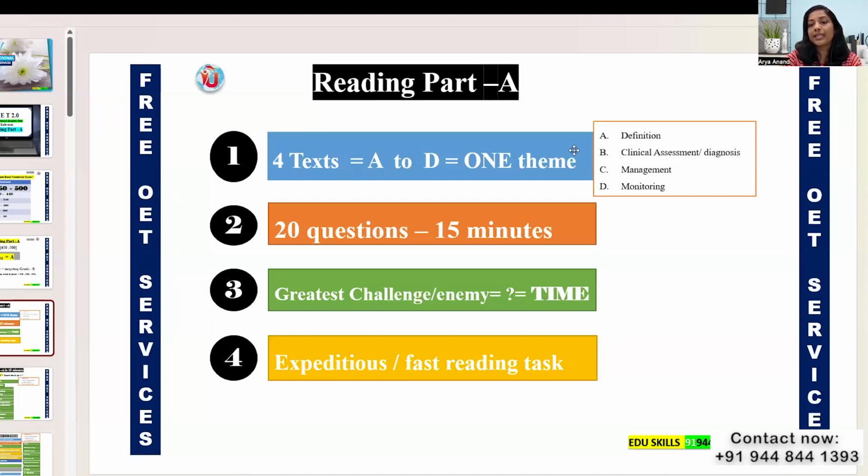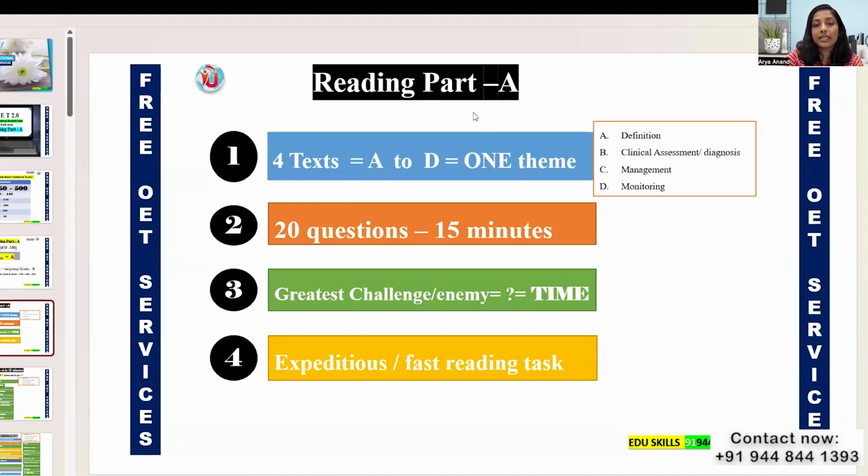Then in reading part A, we have 4 texts: text A, text B, text C, and text D. And we have 20 questions and you need to complete them within 15 minutes. The greatest challenge or enemy is time, because we have only 15 minutes and we need to complete 20 questions.